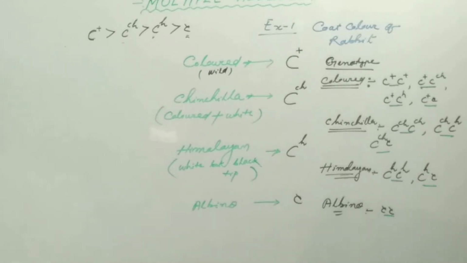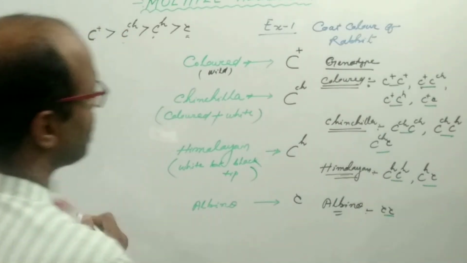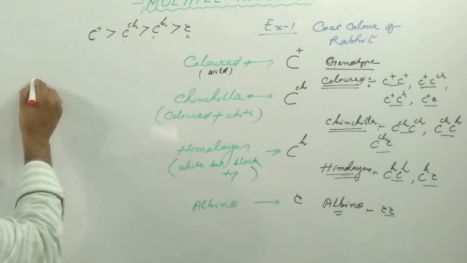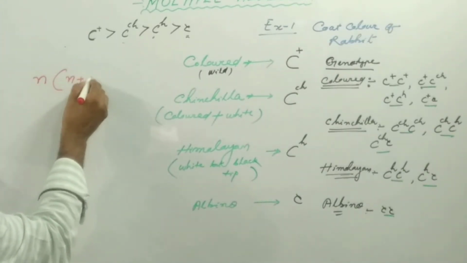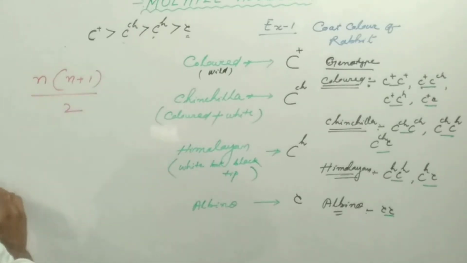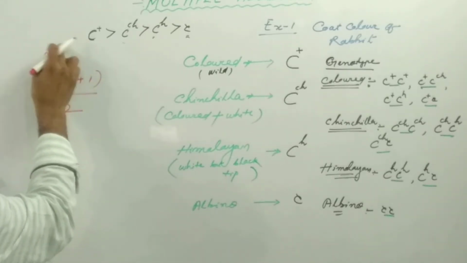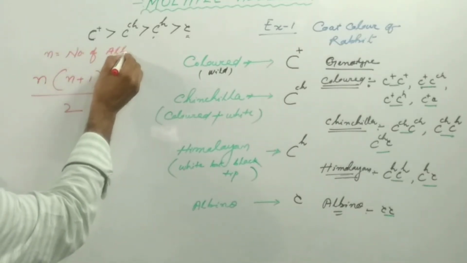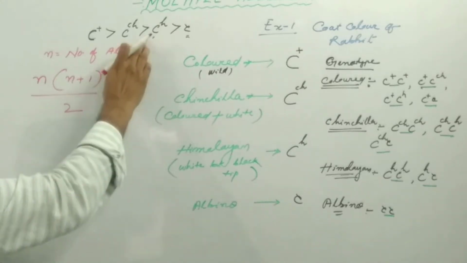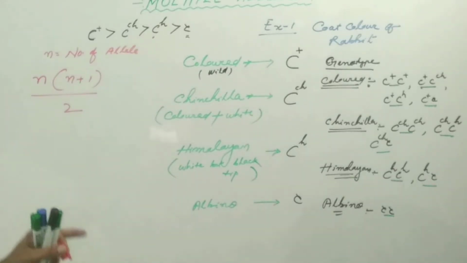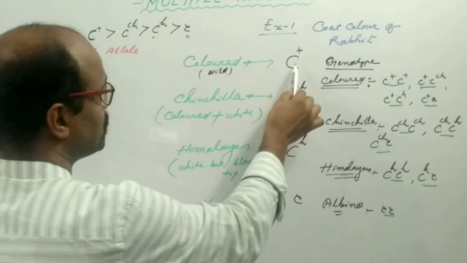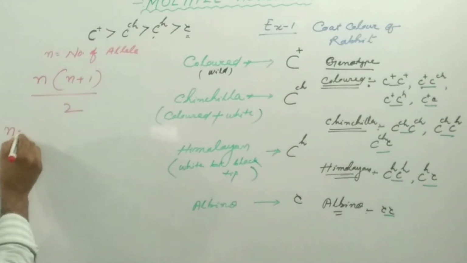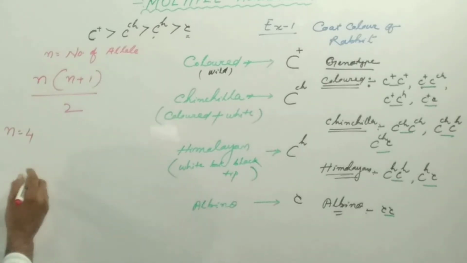And sometimes we use a formula for working out the genotypes. The formula is very simple: n multiplied by n plus 1, divided by 2. Here n is the number of alleles. So how many alleles are present here? 1, 2, 3, 4. So 4 alleles are present in case of rabbit.